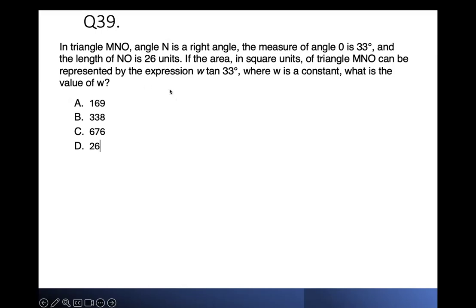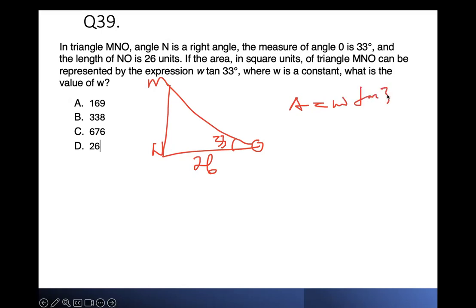They tell you MNO, and N is a right angle. So N has to be here. And the measure of angle O, so O is here like that, and M. The measure here is 33. And the length of NO, this is 26 units. If the area in square units of the triangle can be represented, that means this area is the same as W tan 33. But I say, oh, what is tan 33? Well, if I've got to get W, I've got to find tan 33, what is the constant, right?